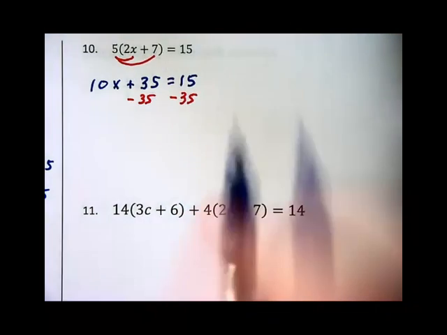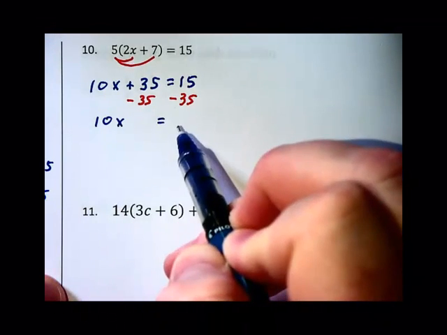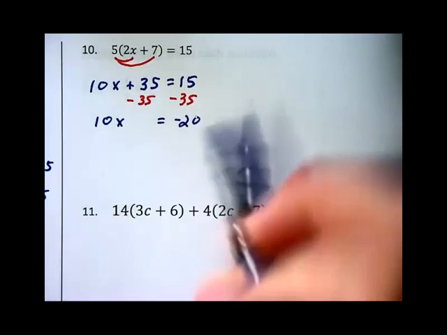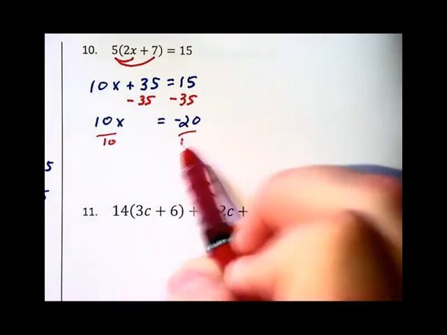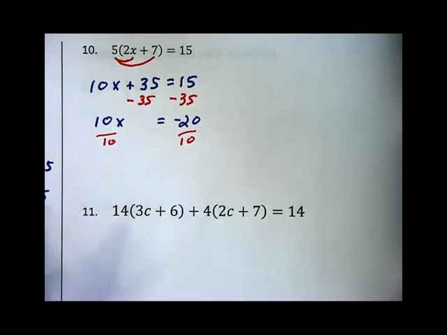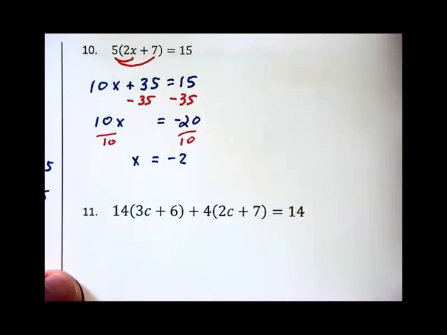That will then give you 10x equals negative 20. And dividing each side by 10 will give you, or us, negative 2. So x equals negative 2, which, let's check this time. 2 times negative 2 is negative 4, plus the 7 makes 3, times the 5 out front makes 15. So that does completely check.